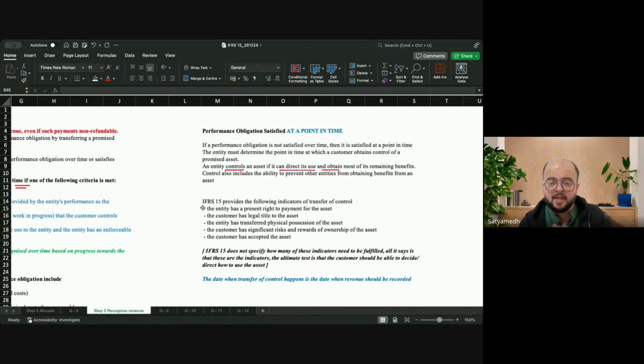Most important part is that the customer gets the ability to direct the control of the asset, to direct the use of the asset. Keep that TV example in mind. It will throw some light on who is deciding what to do with this particular item. That is where you can say that performance obligation is satisfied at a point in time. And the date the transfer of control happens is the date we recognize the revenue.